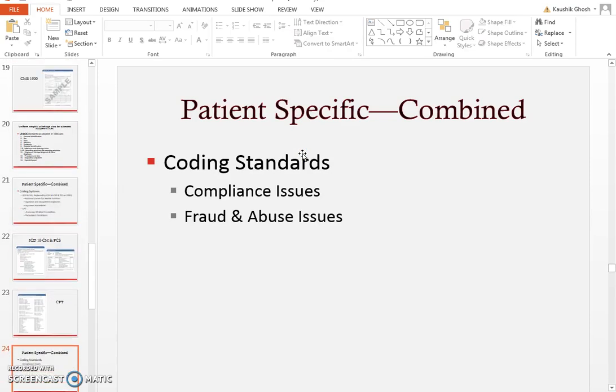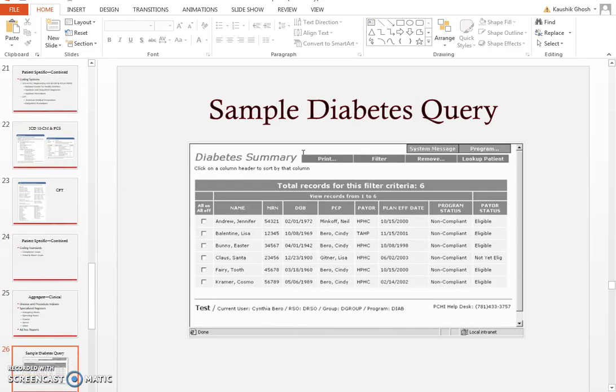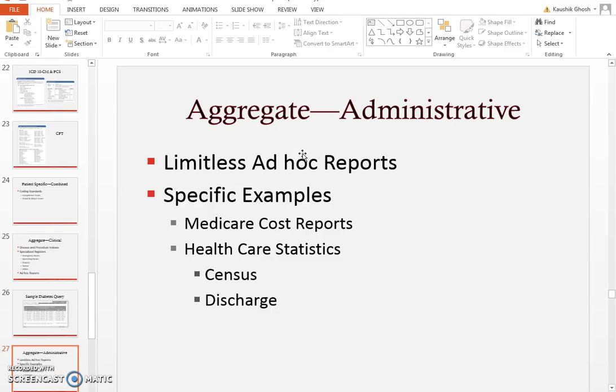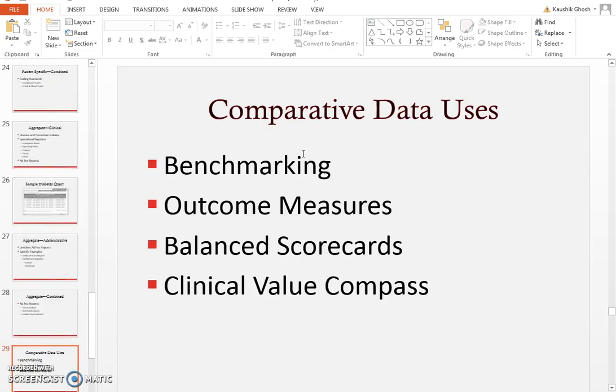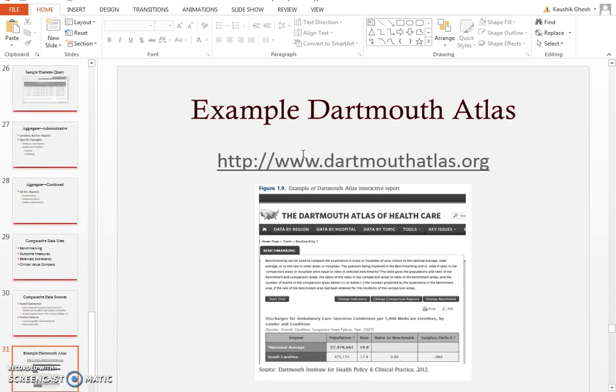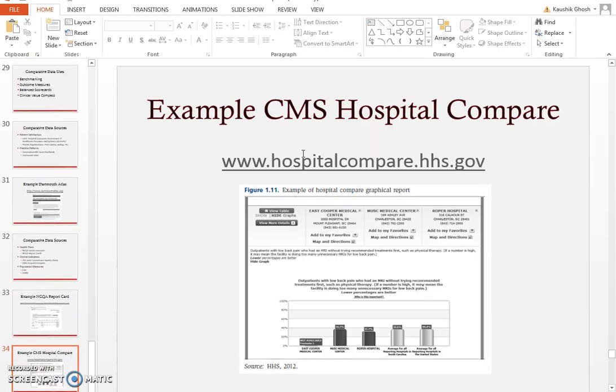Then, like I said, coding standards. If you read the chapter, you'll understand what the screenshot is about. It's about the sample diabetes query, if a patient comes with a diabetes related issue. So these are the things that are important.